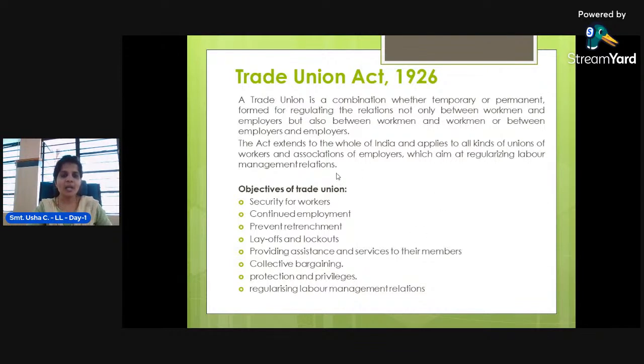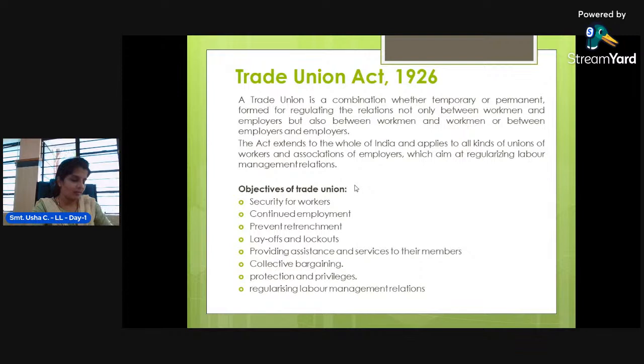Next, layoff and lockouts. Lockout means the organization temporarily closing down the business, closing down the entire business. It is not completely closing. It is a temporary closing. Temporary closing of the organization due to some reason is called what? Lockout. Then what is layoff here? Layoff, in the sense, is removing the employees.